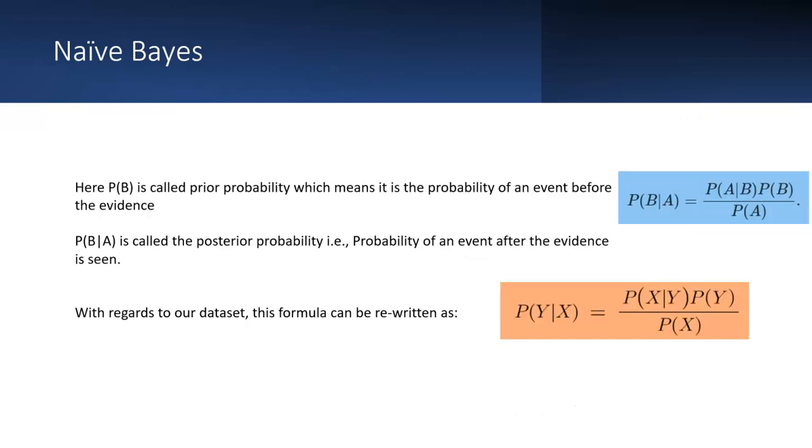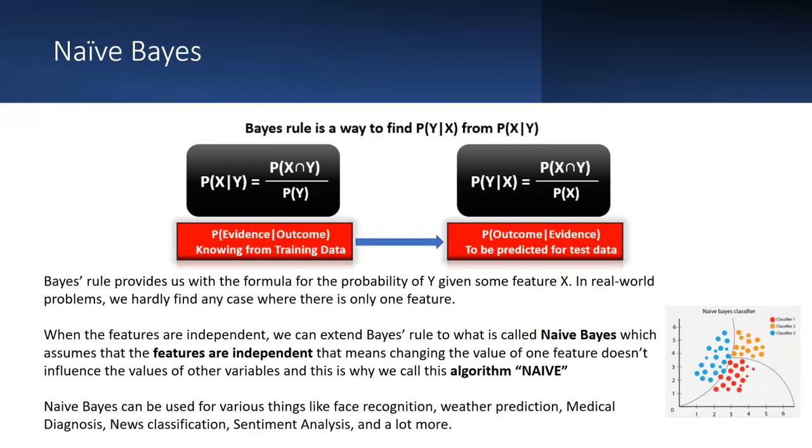Okay, so P of B is called the prior probability. As we already know, it's normal probability, which we already studied at school level. But P of B given A might be included at college level nowadays, though at our time it was not included at school level. So at university level, you must be studying this if you are learning engineering or computer science, especially machine learning. So the probability of the event after the evidence is seen, with regard to our data set, this formula can be rewritten like this one.